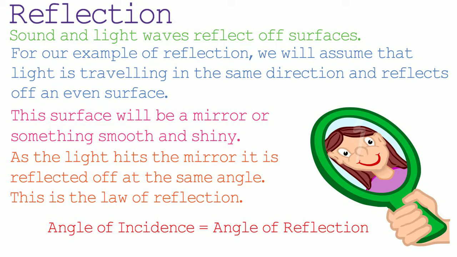Both the angle of incidence and the angle of reflection are worked out relative to the normal. The normal is the direction of light that would reflect along the same line. It is at a right angle to the mirror or smooth shiny surface that we are using to reflect our light.